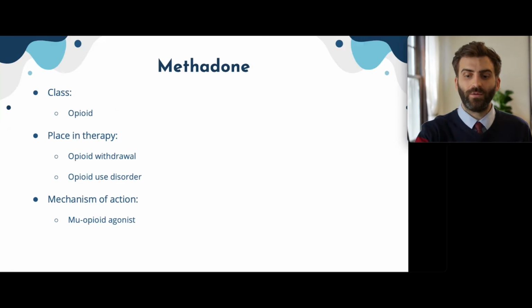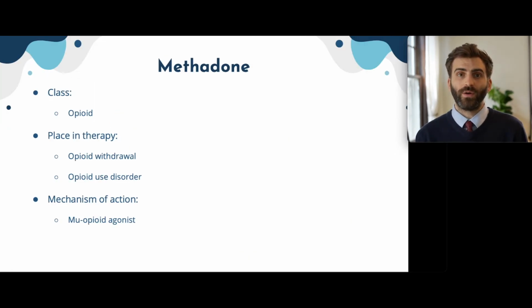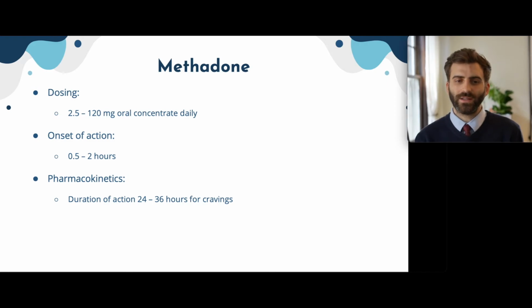Finally is methadone. So methadone is an opioid. It's a full mu opioid agonist, just like heroin, oxycodone, Percocets, all of them. So why would you use this for opioid withdrawal or opioid use disorder? And the reason comes down to its pharmacokinetics.